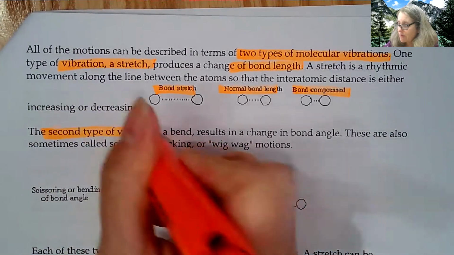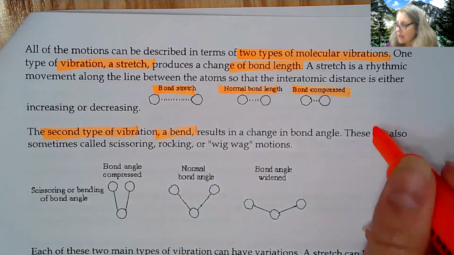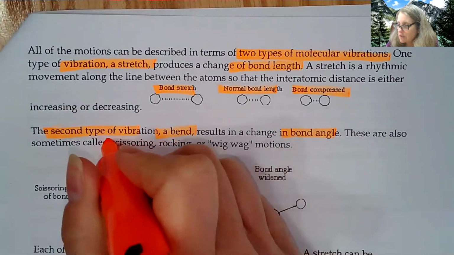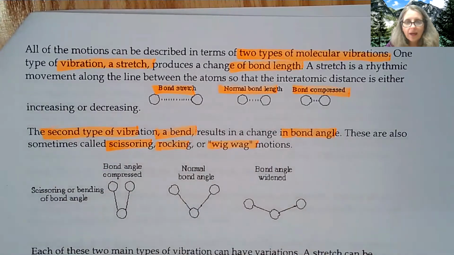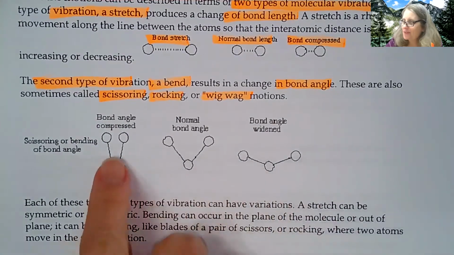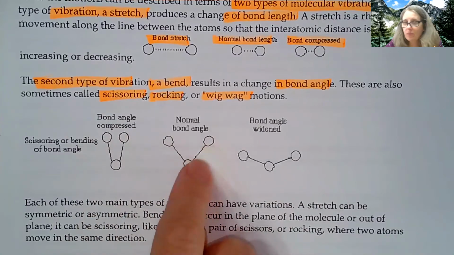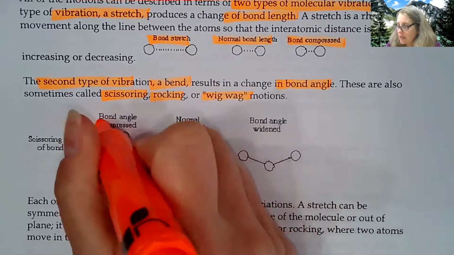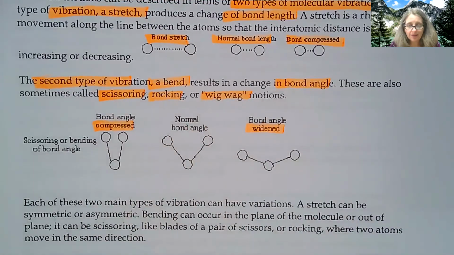A second type of vibration is called a bend. This changes what we call the bond angle. Sometimes scientists call it scissoring, rocking, wigwag. There are actually scientists who say things like that. Realize that if this is your normal bond angle, you can compress it or you can widen that bond angle.